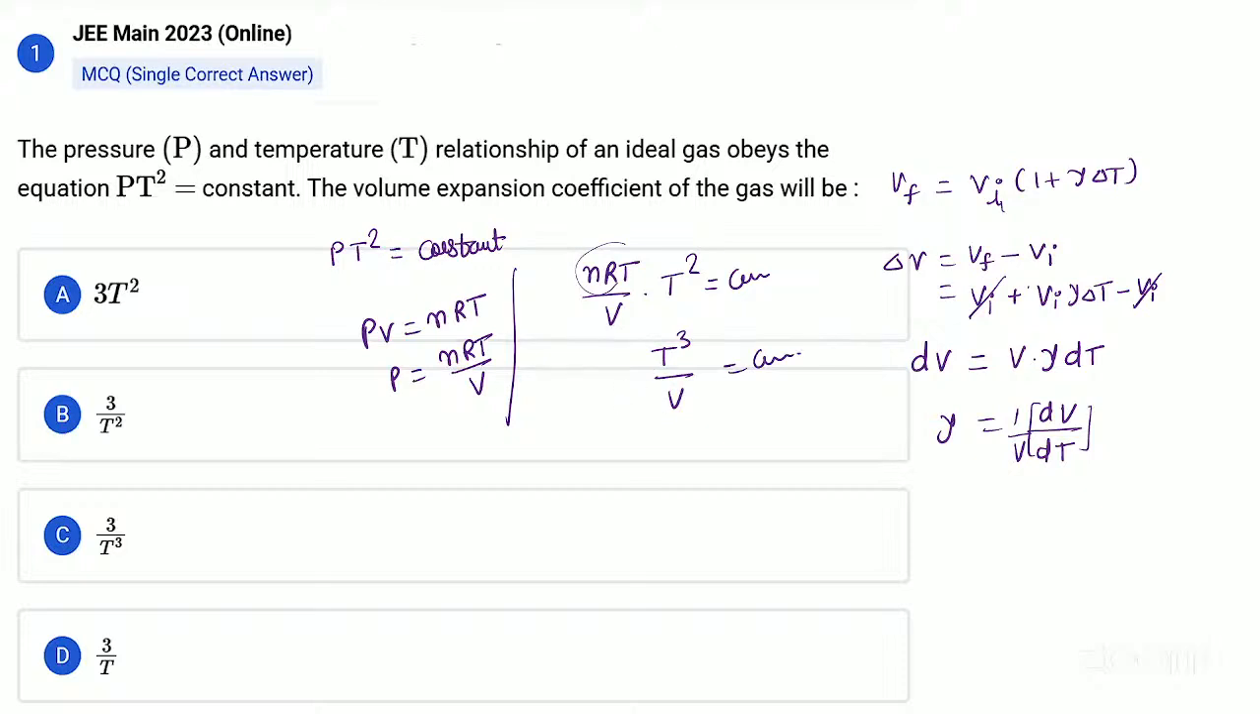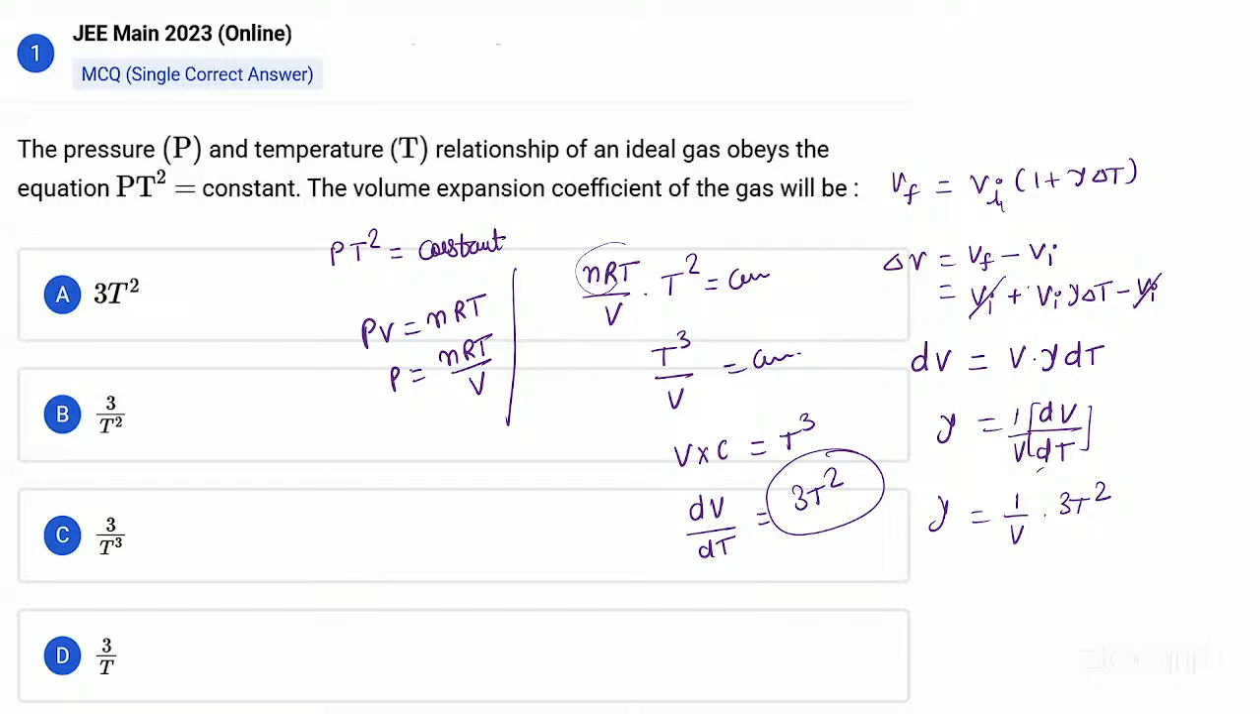Now just differentiate this expression with respect to temperature. So we can say that V is something multiplied by constant equals T cube. So we can say dV by dT is equal to 3T square. Got it? And gamma is nothing but 1 upon V dV by dT. Put this here. Gamma will become 1 upon V into 3T square.